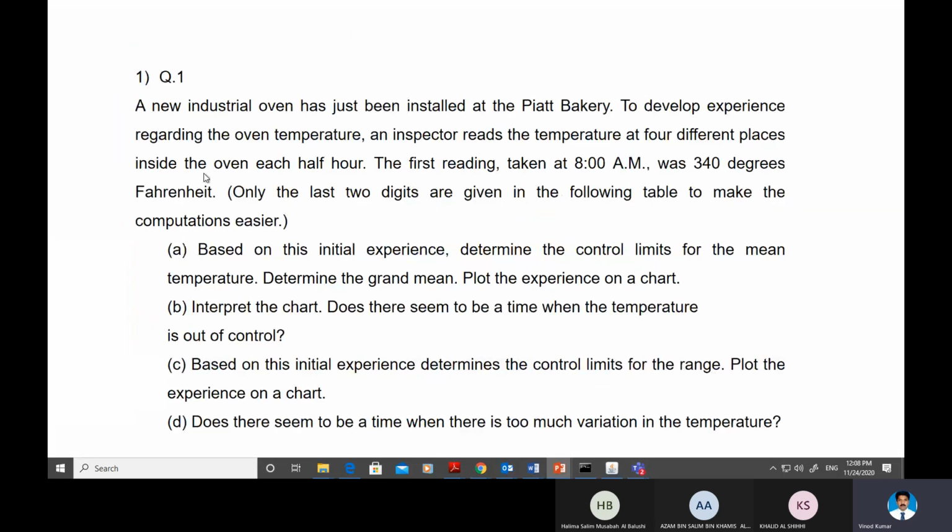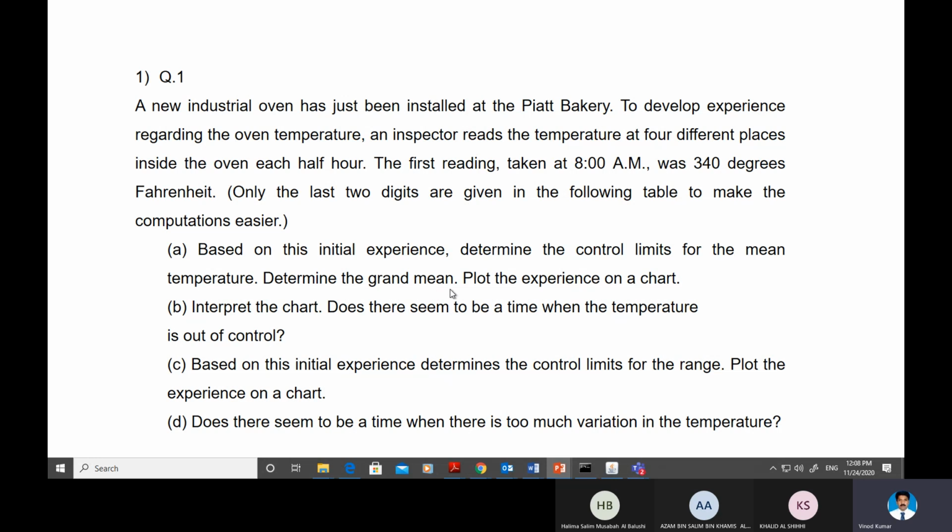So question 1: a new industrial oven has just been installed at the bakery. To develop experience regarding the oven temperature, an inspector reads the temperature at 4 different places inside the oven each half an hour. The first reading taken at 8 AM was 340 degrees Fahrenheit. Based on this initial experience, determine the control limits for the mean temperature. Mean means average temperature.